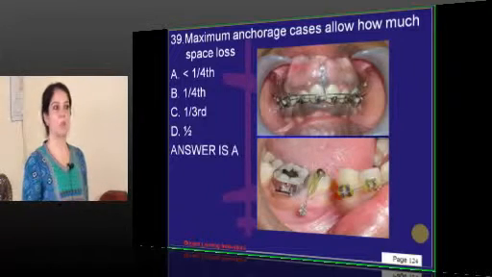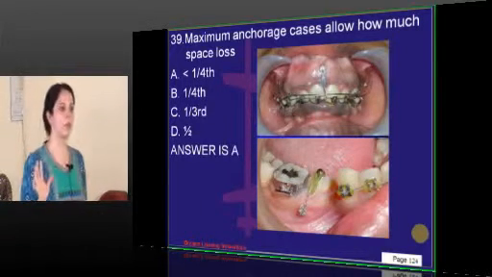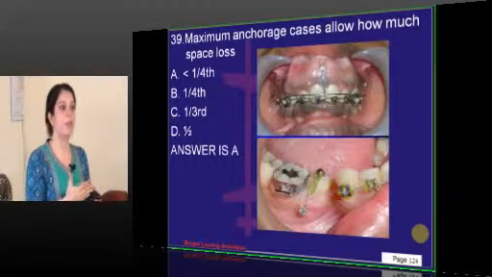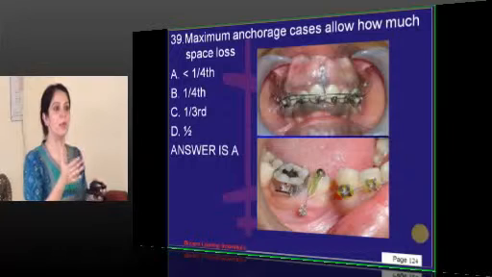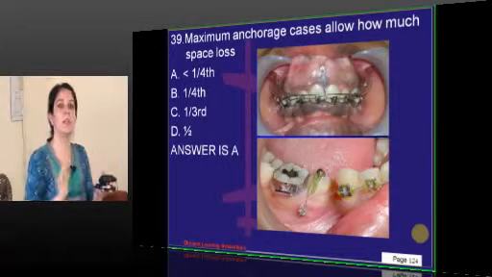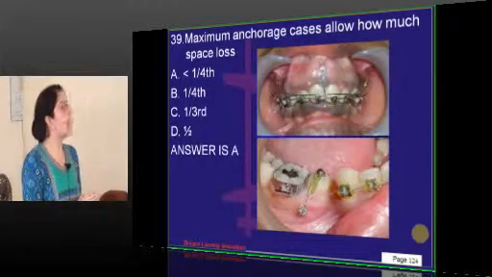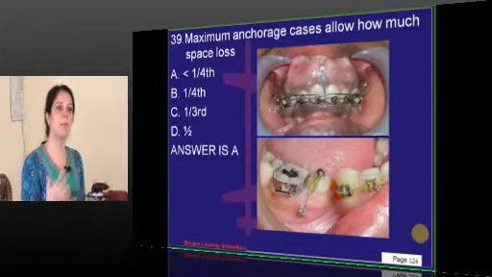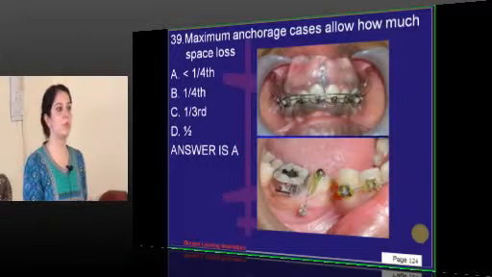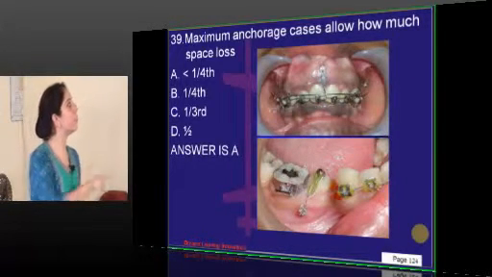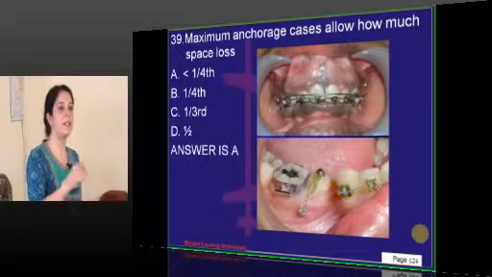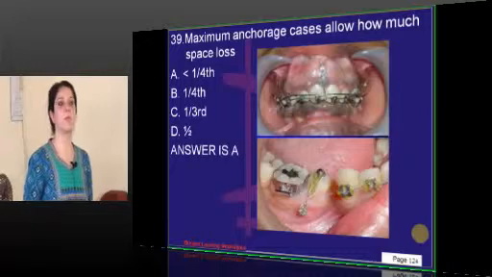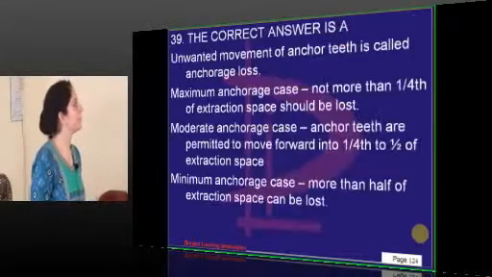So when you do an extraction, suppose we remove the first premolars, we like to bring the anterior teeth behind. So we use the molars as an anchorage so that the anterior teeth don't start moving in front or in any other direction. So when you have a maximum anchorage case, that means you want maximum amount of anchorage and minimum amount of unnecessary tooth movement, that is called a maximum anchorage case. So space loss, that means unnecessary loss of space which we do not require, should be minimum, which is less than 1/4 or less than 25%.